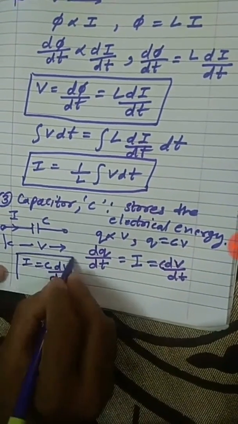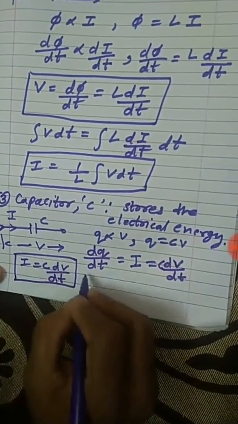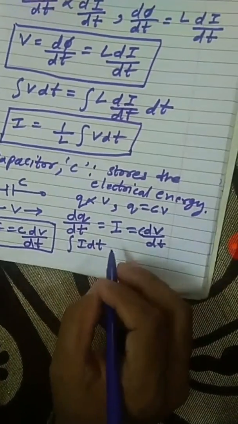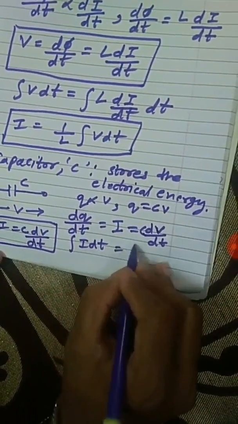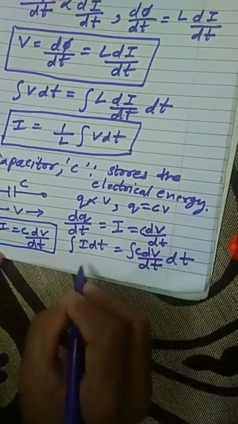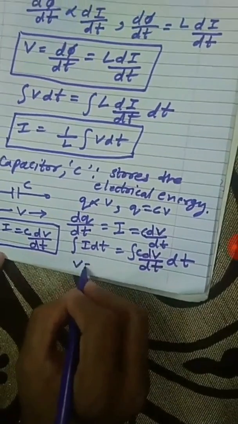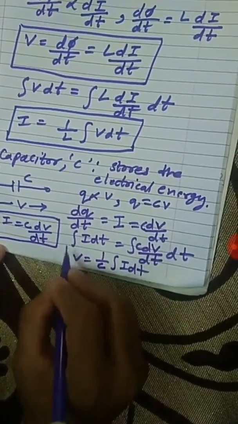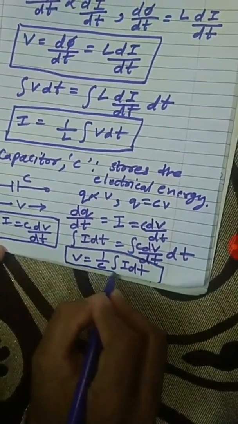This is the current. If I am taking integration on both the sides, then I will be able to calculate the voltage across the capacitor. So I dt equal to integration of C dV upon dt. So this is V is equal to 1 by C integration of I dt. So this is the voltage drop across the capacitor.